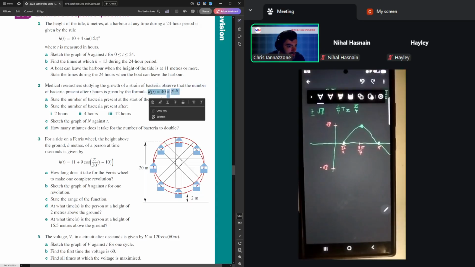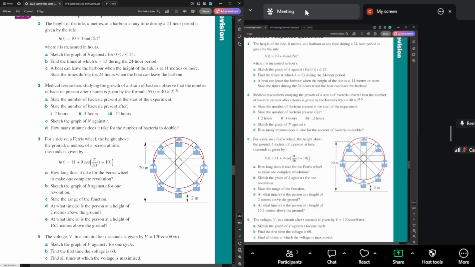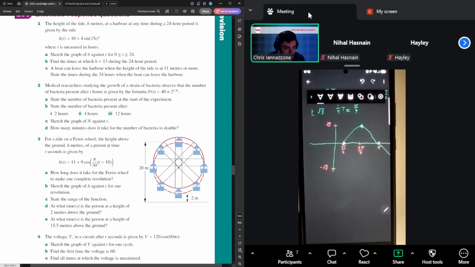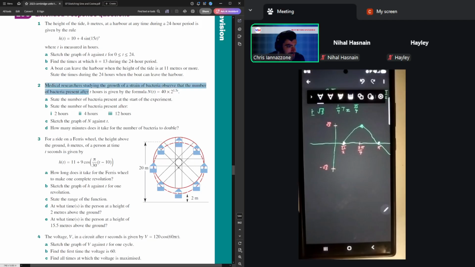In some cases, they ask you to solve for the function itself, and that's where it gets trickier. Once you're given the function, usually analyzing that function's quite trivial. Usually, anyway. Okay, we got some bacteria, and yeah, bacteria versus time. It is exponentially rising. Question A, state the number of bacteria present at the start of the experiment.